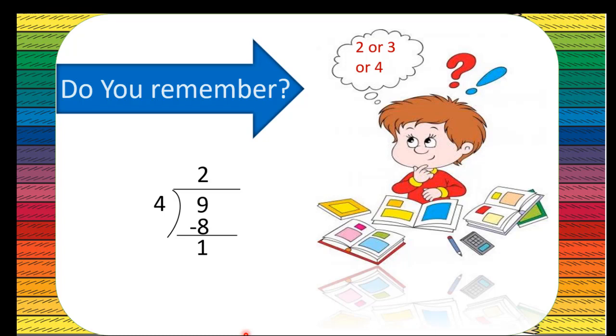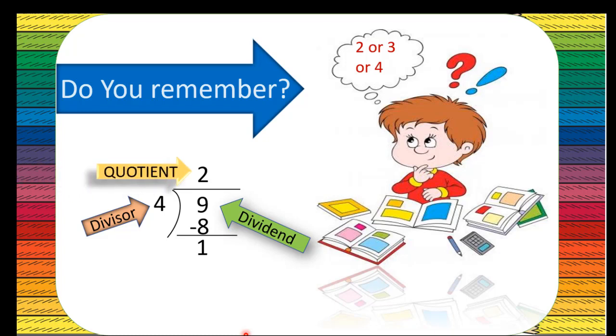Now can you tell me which one is the dividend here? Good, 9 is the dividend. And the divisor? Good, 4. And the quotient will be 2. What is the remainder here? Yes, 1 is the remainder. Very good. Let's start the topic of today.